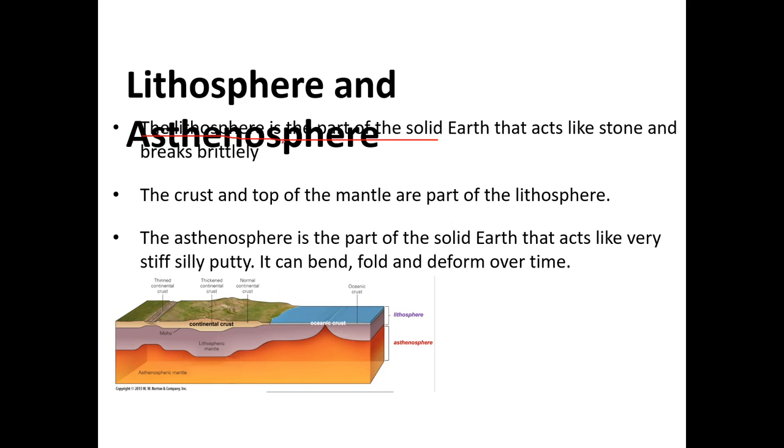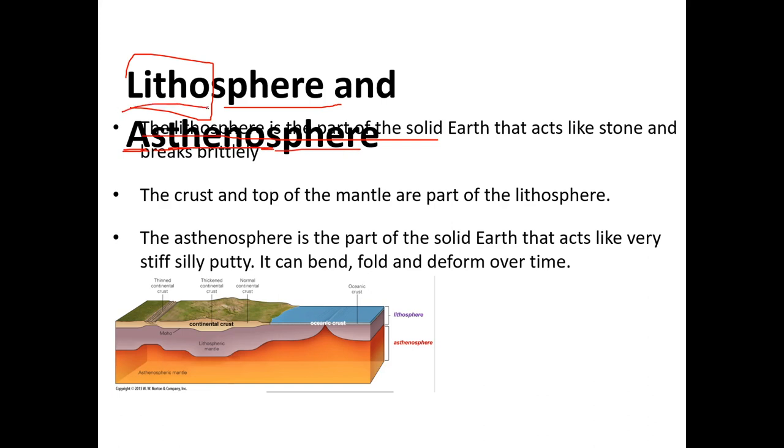So litho means stone, sphere means a sphere, right? So it's the shell, the hard rock-like brittle shell of the earth. The asthenosphere means, stheno means strength, the same root as strength. Okay. Astheno means no strength, and sphere. So this is the no strength sphere.